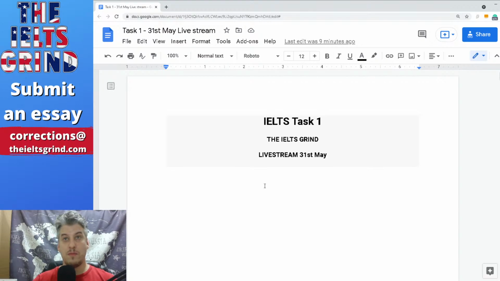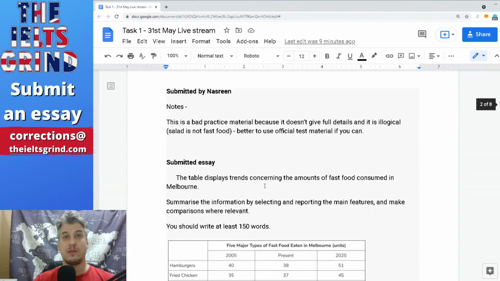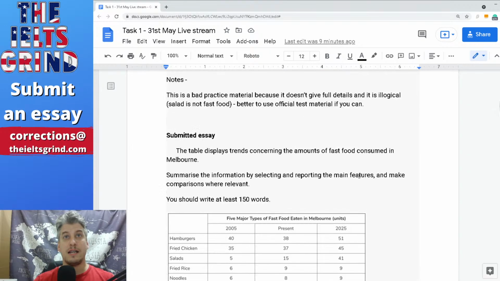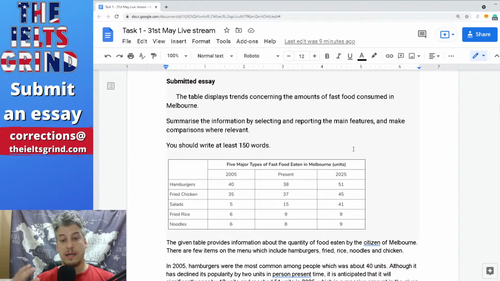Okay, so while we're waiting, we can have a look at the question that we've got today. This is the question that Nazreen has submitted. It's one that you might have seen already somewhere. It says the table displays trends concerning the amounts of fast food consumed in Melbourne. Summarize the information by selecting and reporting the main features and make comparisons where relevant. You should write at least 150 words, and we have the information there.